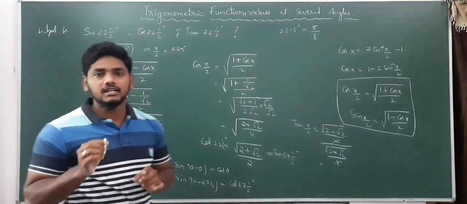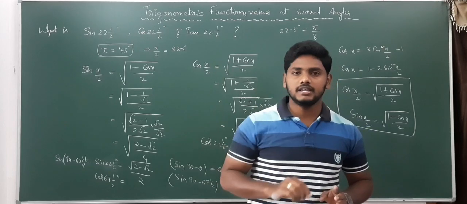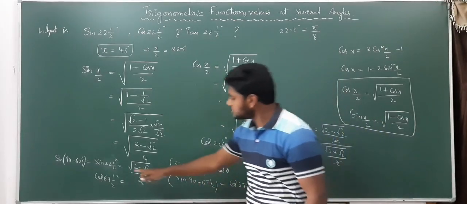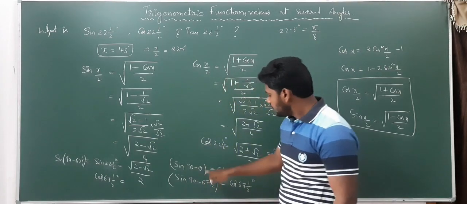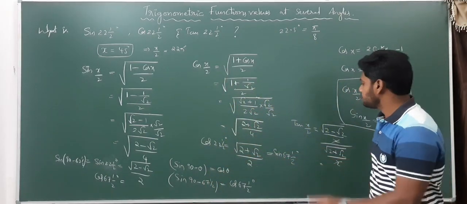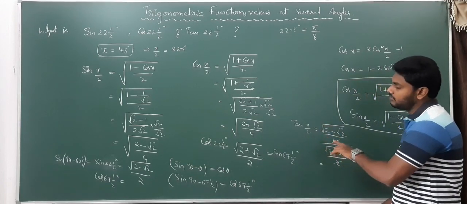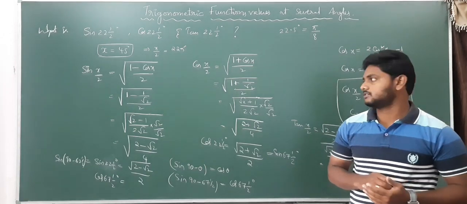Because sin 30 is also equal to cos 60, and cos 30 is equal to sin 60. So like that here also, sin 22.5 degrees is equal to cos 67.5 degrees. Cos 22.5 degrees is equal to sin 67.5 degrees. Again like that, tan 22.5 degrees is equal to cot 67.5 degrees.